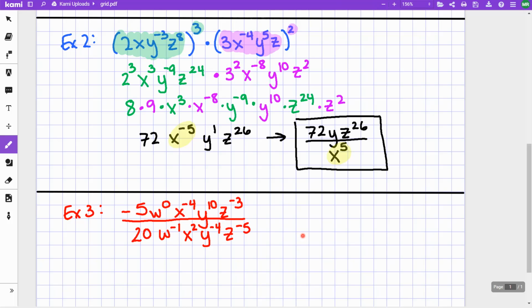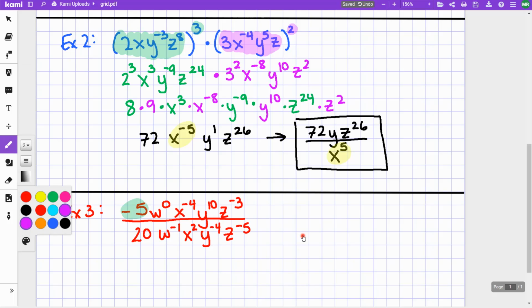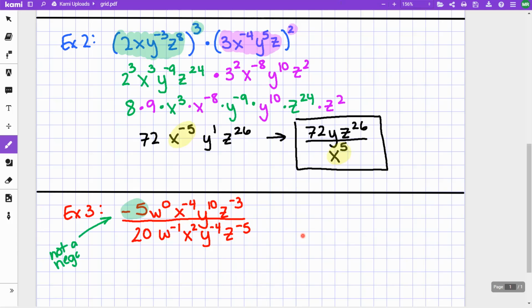First thing I want you guys to understand is I'm allowed to have a negative number, just not a negative exponent. So this 5 is not a negative exponent, okay? That 5 is not a negative exponent, just a negative number, which I'm allowed to have, which is okay.